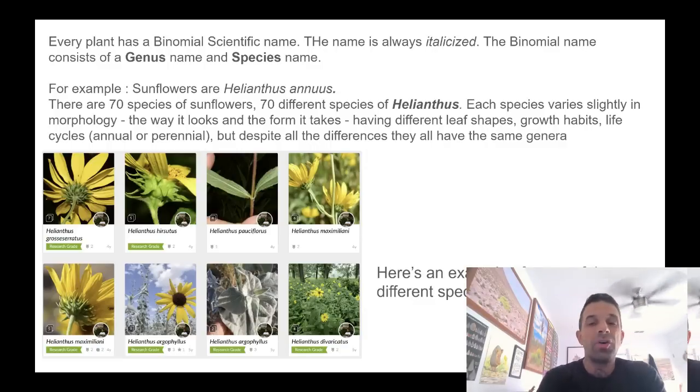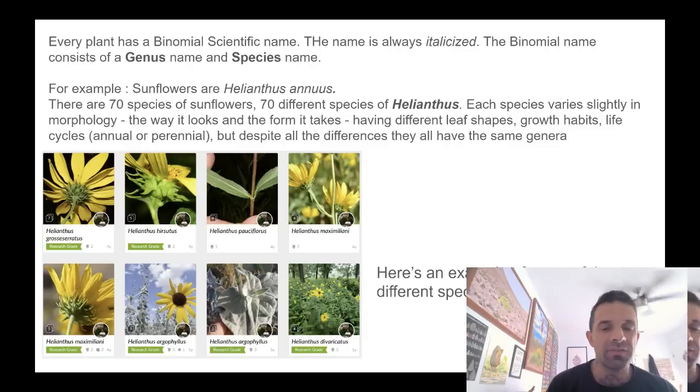Every plant has a binomial scientific name. The name is always italicized. The binomial name consists of a genus name and a species name. Okay, like for humans, it's Homo sapiens. The genus is always capitalized. The species name is not. Okay, for example, Helianthus annuus for sunflowers. Helianthus is always capitalized.